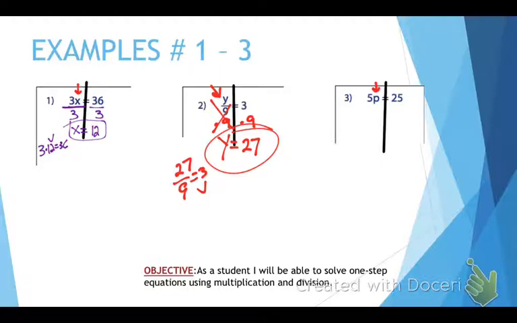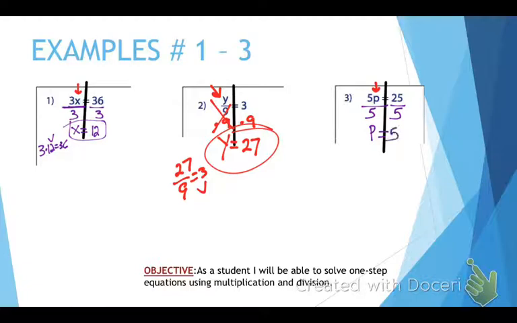Got it? Okay, we have 5 times p. The opposite of times 5 is to divide by 5. We'd show that by using a straight line like a fraction bar. We're going to divide by 5 to both sides, because remember, whatever we do to the left side, we must do to the right. We get a p left over. And how many times are we going to p?